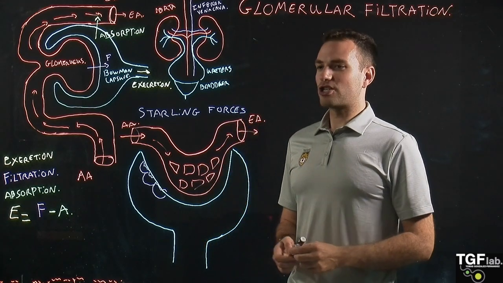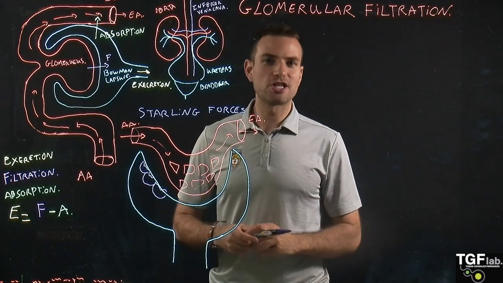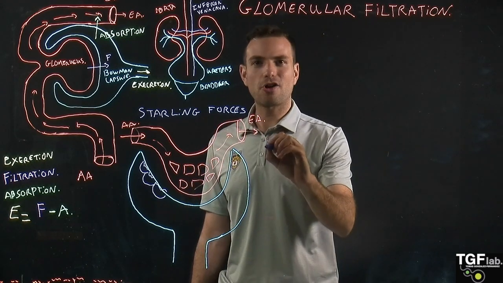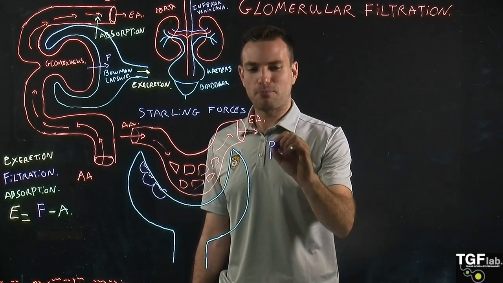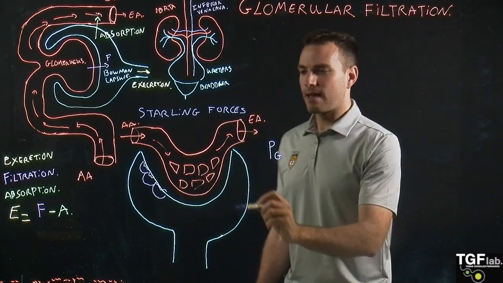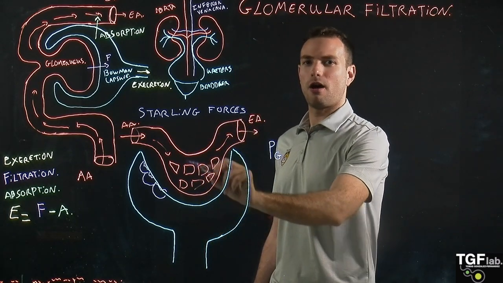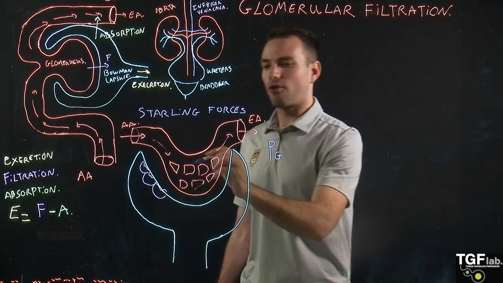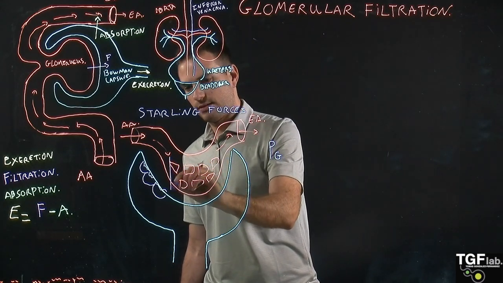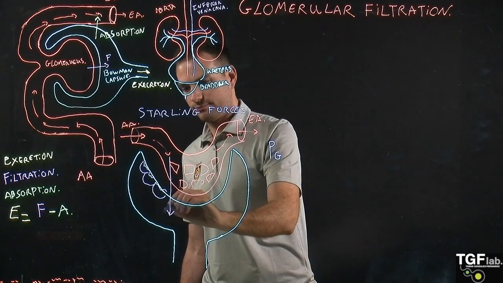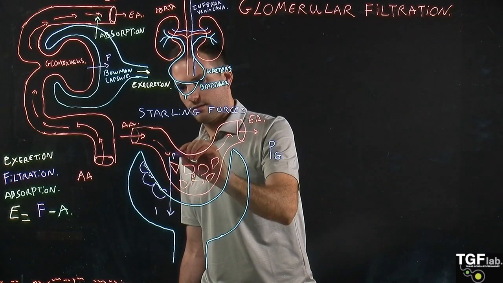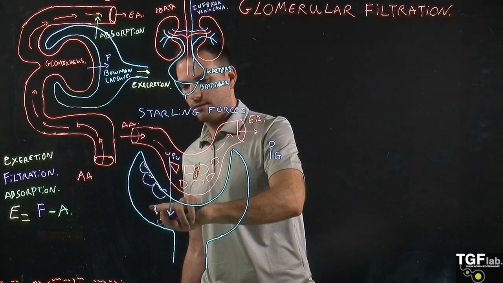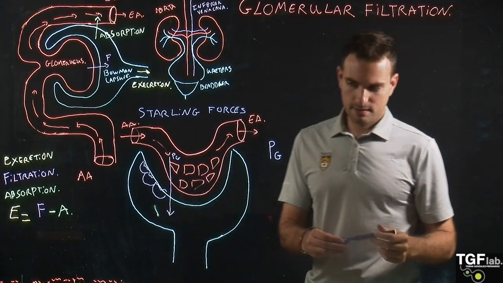So let's go for the starting forces. The first starting force that we have here is the hydrostatic pressure of the glomerulus. This is the pressure of the blood at the glomerulus, and this is a force that is going for filtration. So it goes here. So here PG, okay?